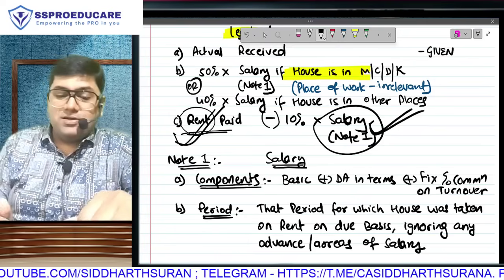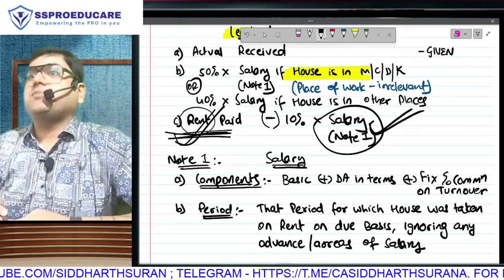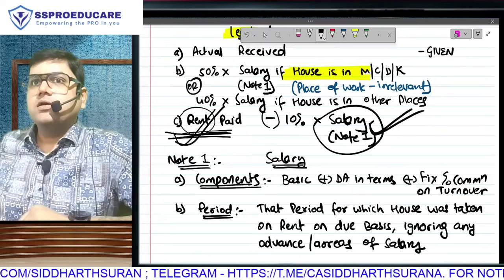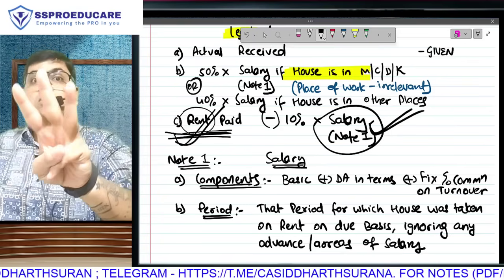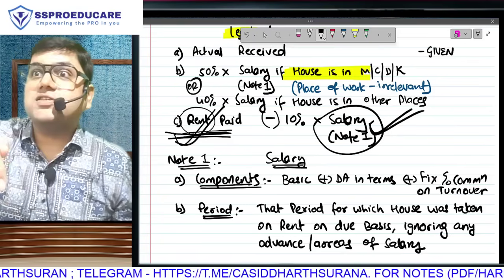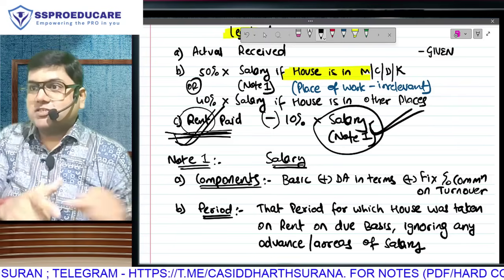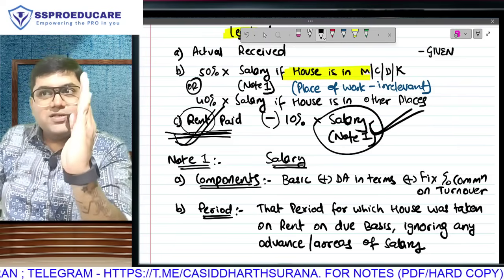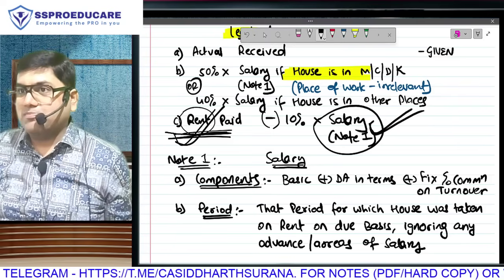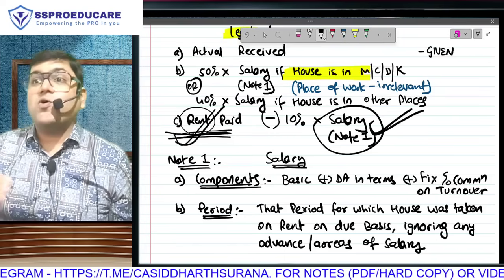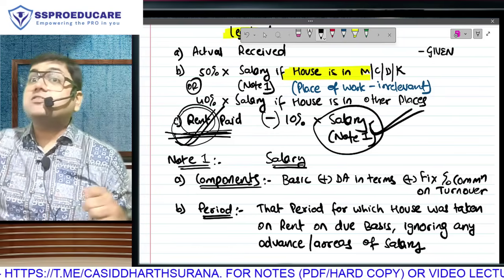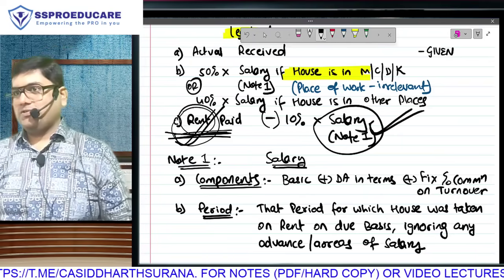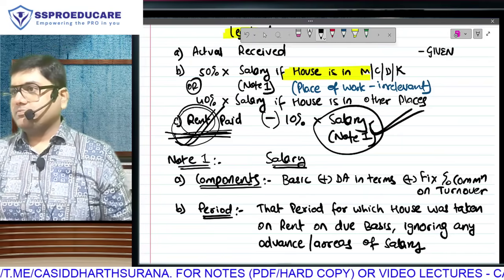But is it possible that you stayed in a rented house only for 6 months? So you will take the salary also of those 6 months: basic, DA in terms and percentage commission. Not any 6 months, those 6 months. Meaning, if I stayed with my parents from April to September and in a rented house from October to March, then rent is of October to March. So salary also of October to March for point B and point C.